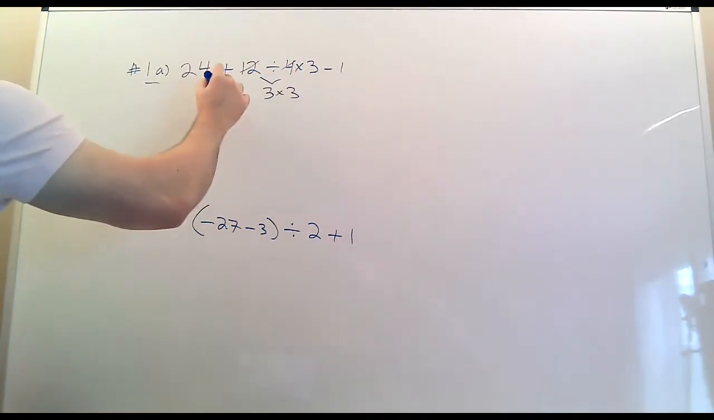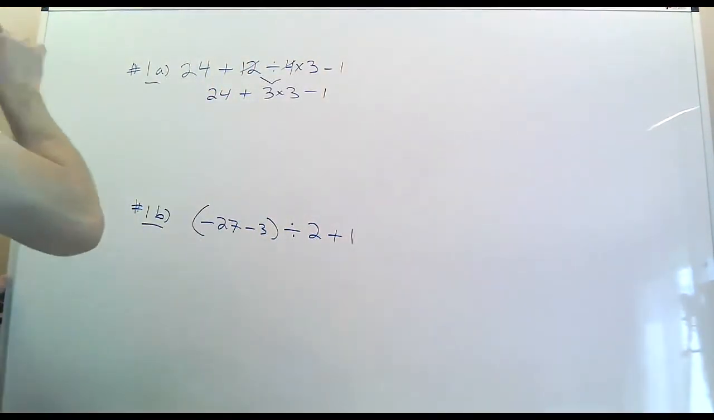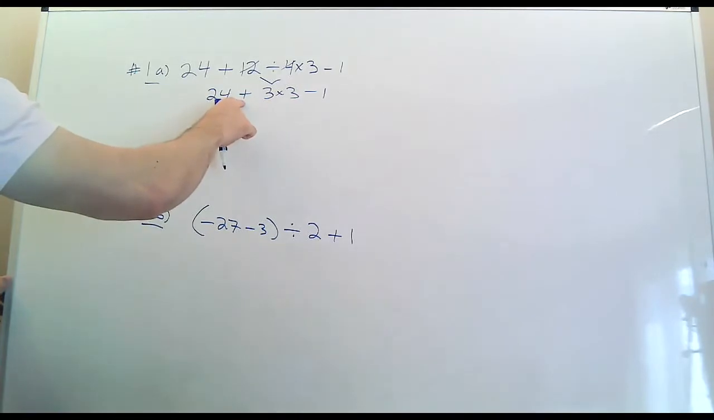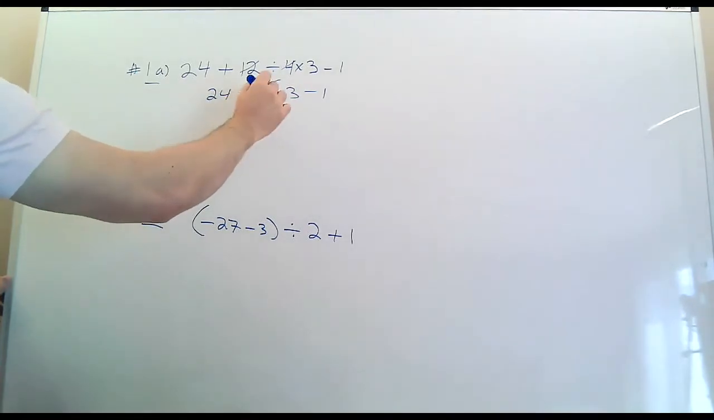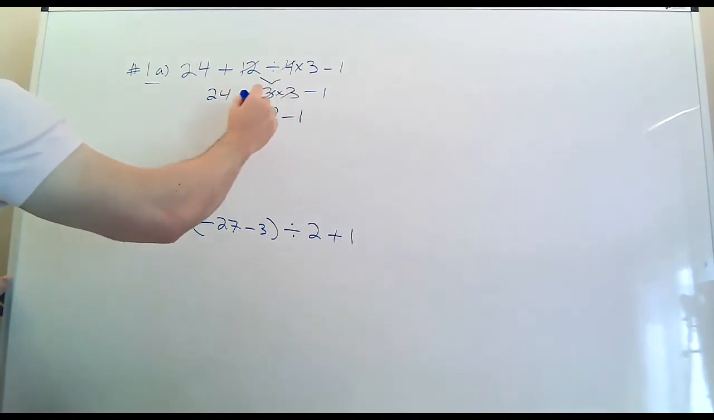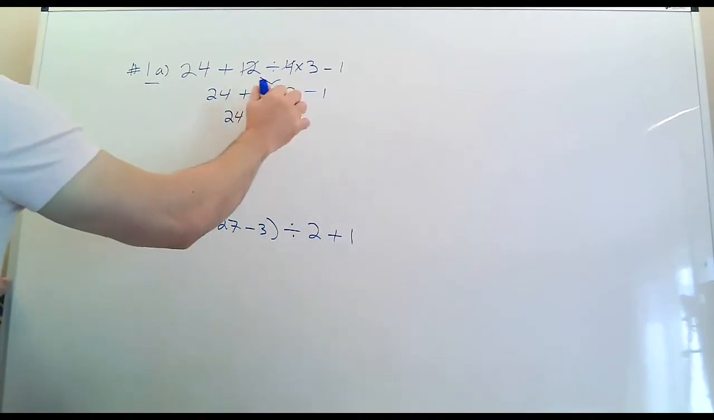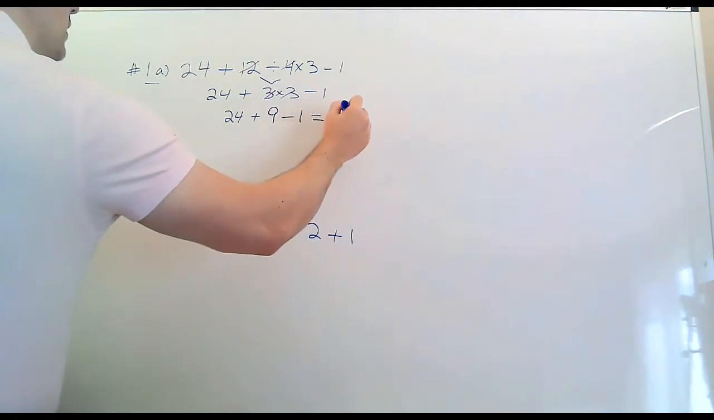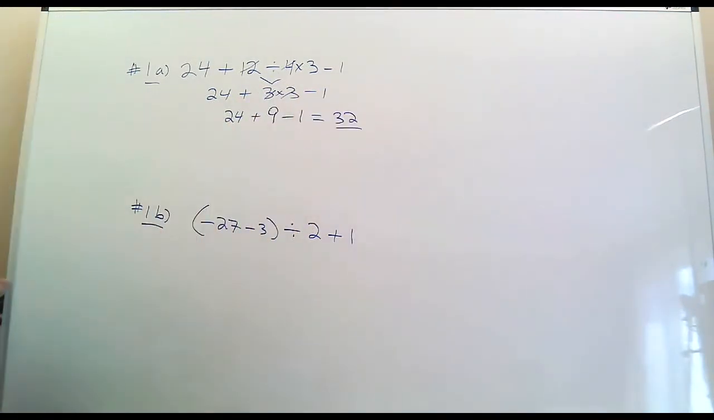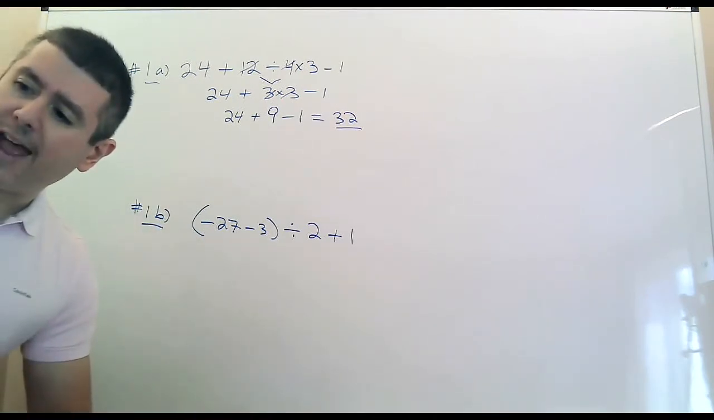Now, everything else, write exactly the way that it already was. Don't change it. Now, again, you don't add until you've multiplied. So then you have to do 3 times 3, which makes 9. Then you have a -1 there. And you have a 25. Now you can just add it all together. 24 plus 9 is 33. And when you take away 1, you get 32. Okay, so that's 1A.